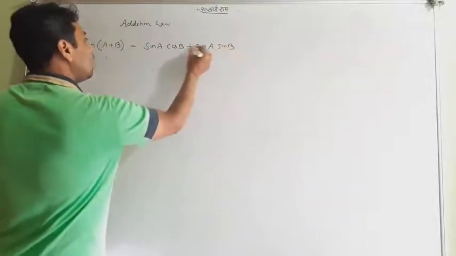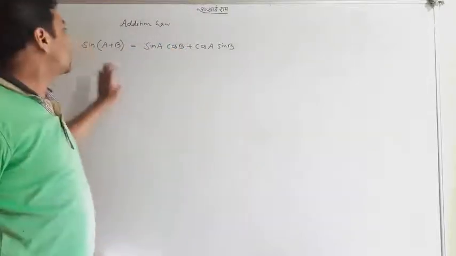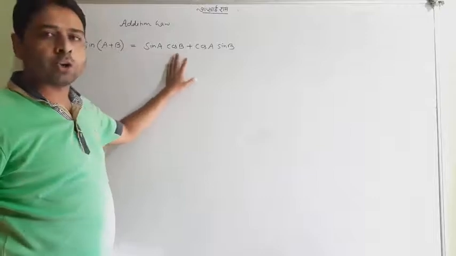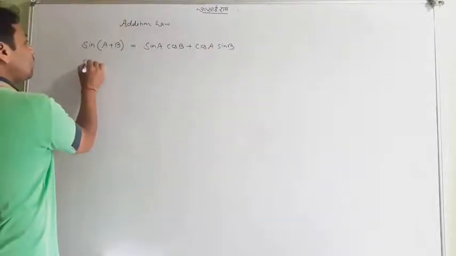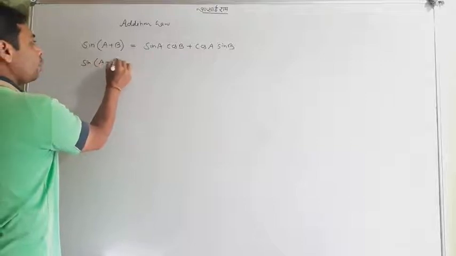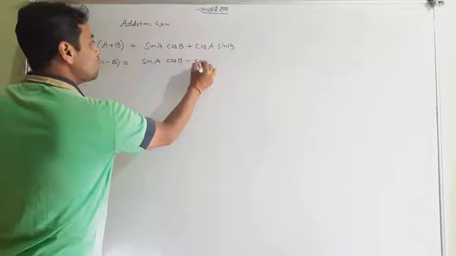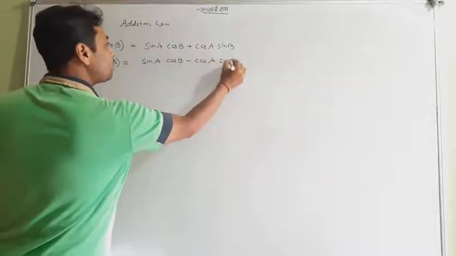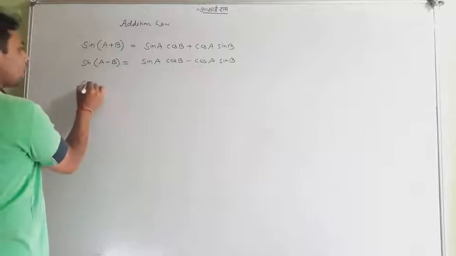This is a direct answer, and I request you to remember the formula. Sine A plus B is equal to sine A cos B plus cos A sine B. Instead of that, if you have sine A minus B, obviously the sign will change: sine A cos B minus cos A sine B. This is for sine.